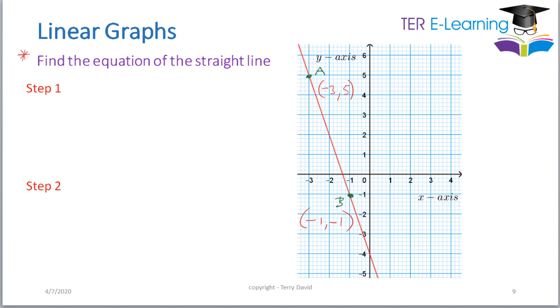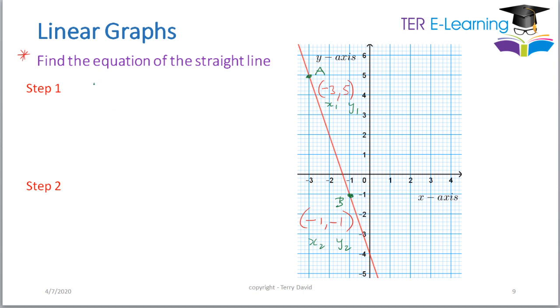Now, before you do anything else, label what your x1, y1 is and what x2, y2 is. So I'm going to call this x1 and I'm going to call this y1, right? I'm going to call this x2 and I'm going to call this y2. Please do not mix these numbers up or you will get the gradient wrong. So let's start.